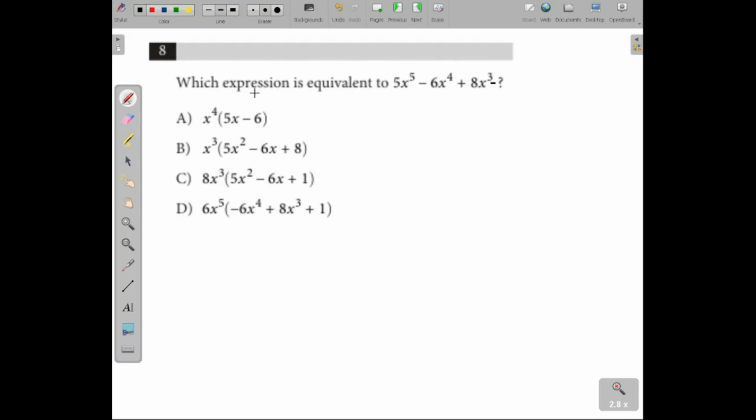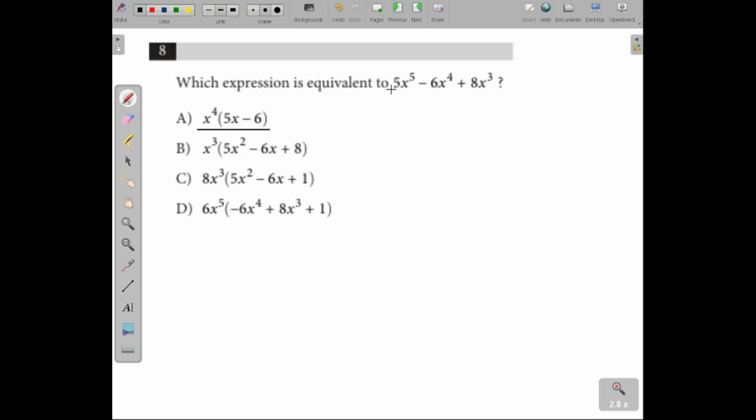Number 8. Which expression is equivalent to 5x to the power of 5 minus 6x to the power of 4 plus x cubed? So as we can see the answer choices, we have to factor this expression.